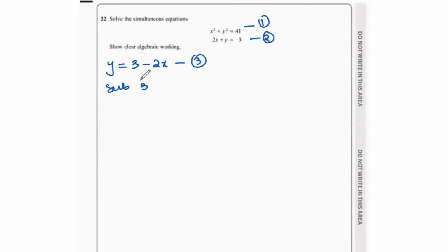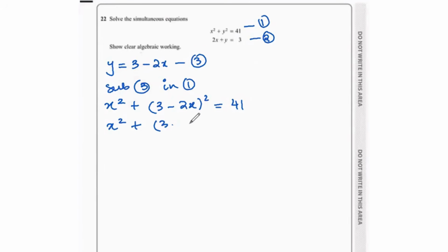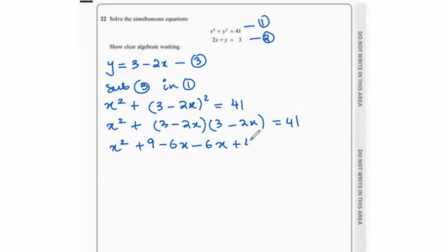You can substitute the third equation in the first one. So now, wherever there is y, we'll replace it by 3 minus 2x. As you can see, the entire equation is just in terms of x now. Expand the bracket. So 3 minus 2x times 3 minus 2x. So that's x squared plus 9 minus 6x minus 6x plus 4x squared. Bring everything on one side and collect the like terms.